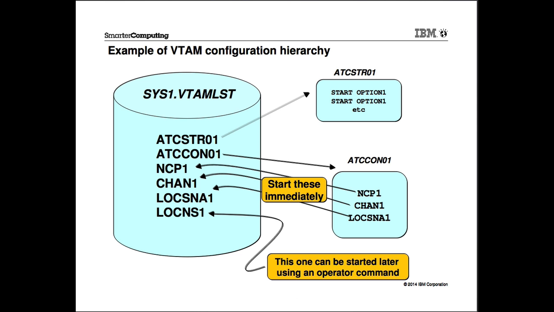So because it's a little bit confusing, I've got a slide here that shows a picture of the VTAM configuration hierarchy. So I have SYS1.VTAMLST. Let's assume somebody started VTAM with LIST=01, CONFIG=01. What happens is we go to SYS1.VTAMLST, find ATCSTR01, read the start options in it, and apply them to VTAM. Then we go to ATCCON01 because you said CONFIG equals 01.